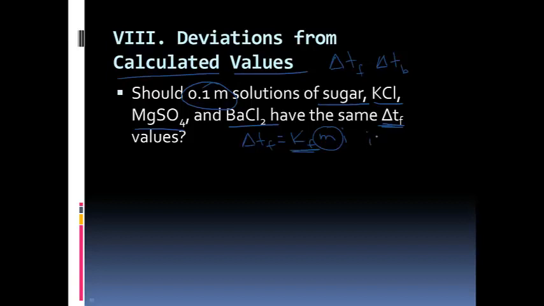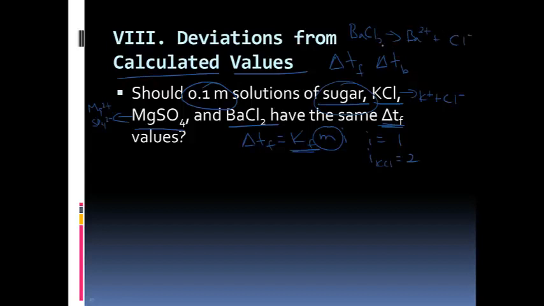So what's I for sugar? It's a non-electrolyte, so that's 1. I for KCl should be equal to 2, right? Because KCl will break up into K plus and Cl minus. What about the MgSO4? Well, Mg2 plus and SO4 2 minus. BaCl2 breaks up into Ba2 plus and Cl minus. When you balance it, since that's a 2, you need 2 of those.